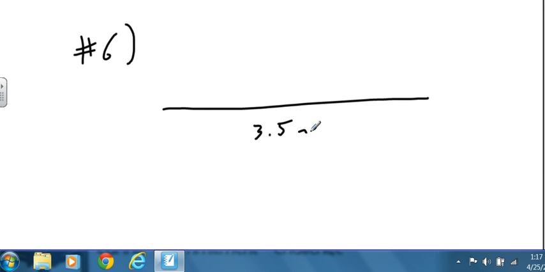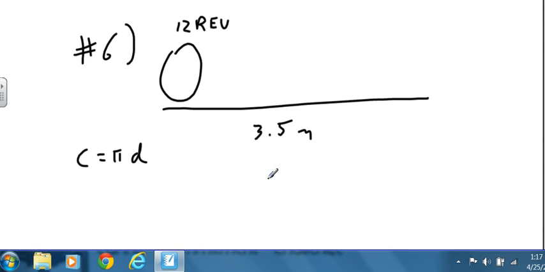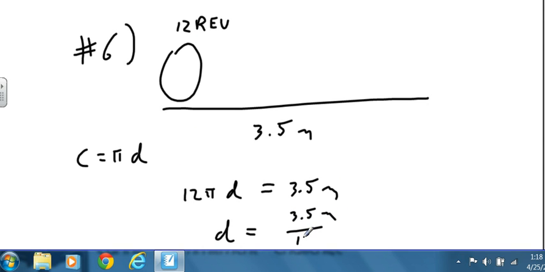So we're on problem number 6. Number 6 wants to know, a child rolls a ball 3.5 meters. The ball makes 12 revolutions, and we want to know the diameter of the ball. Well, the circumference of the ball is pi d. So 12 revolutions is 12 pi d, and that has to be equal to 3.5 meters. So the diameter of the ball has to be 3.5 meters divided by 12 pi.